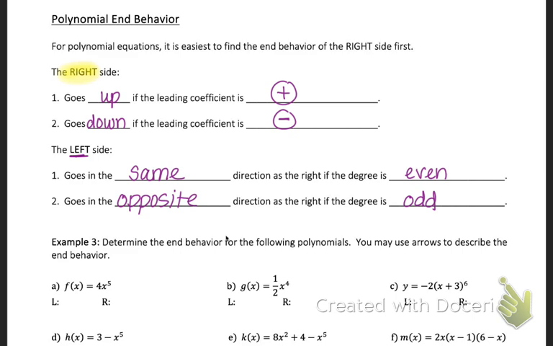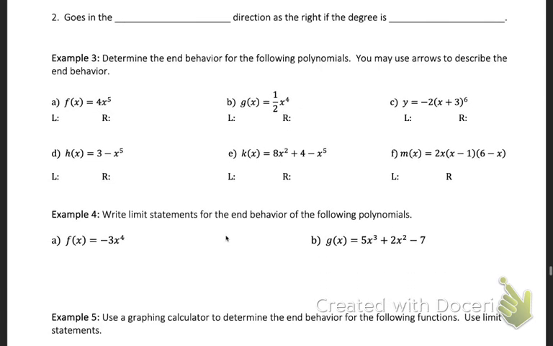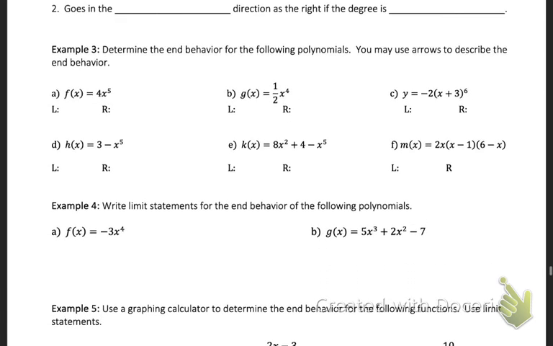All right. So using those rules, if we look at example 3, we're not going to do every single one of these, but I just need to look at the degree and the leading coefficient. It says determine the end behavior, use arrows to describe the end behavior. So we just need arrows. We don't need to write a limit for this one. So if I look here, this has a leading coefficient that is positive. That means my right side goes up. I have a degree that is odd, so that means my left side does the opposite of the right.